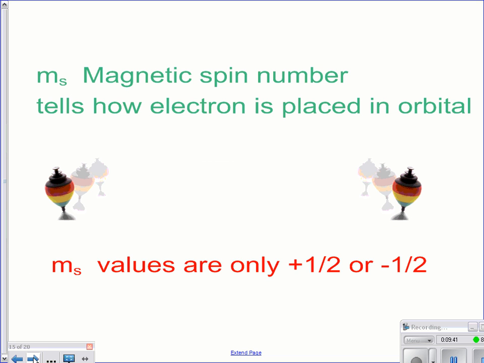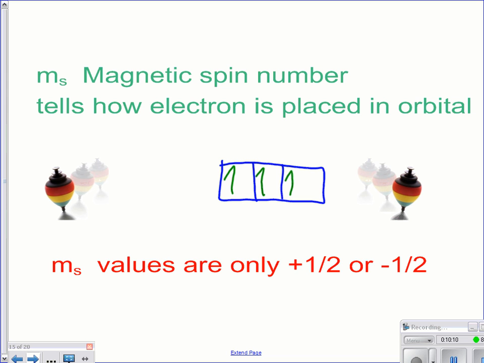Okay, last one, our magnetic spin number, M sub S. This is just going to tell us how that electron is placed in the orbital. You guys are pretty versed in drawing orbital spin diagrams, so you could probably picture a p sublevel. When you place those electrons in there, it's up, up, up. Well, all of those have the same spin.